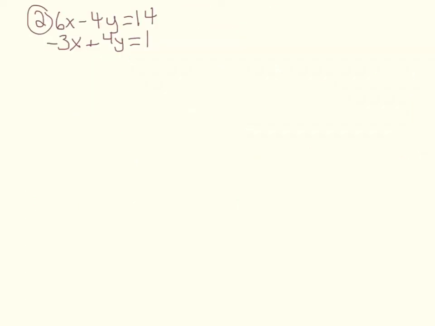So for this problem, I would like you to please pause and try it on your own. So what we're going to do is add straight down. We'll find out that the negative 4y and the 4y cancel out. 6x minus 3x gives me 3x. 14 plus 1 gives me 15. When I solve for x, I get x equals 5.